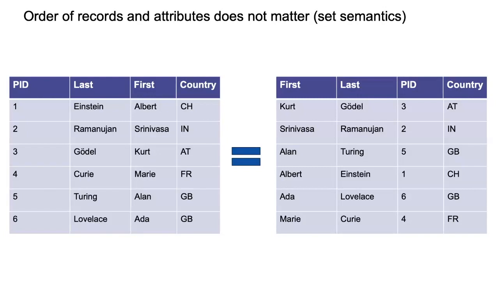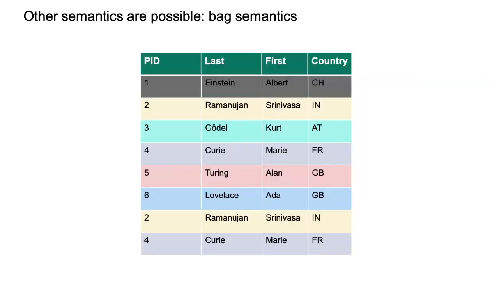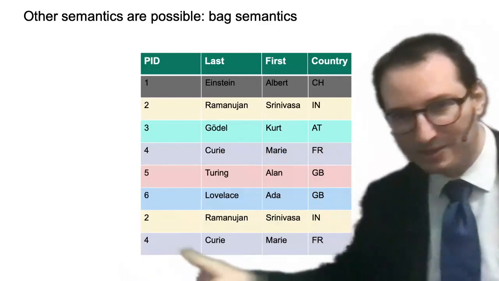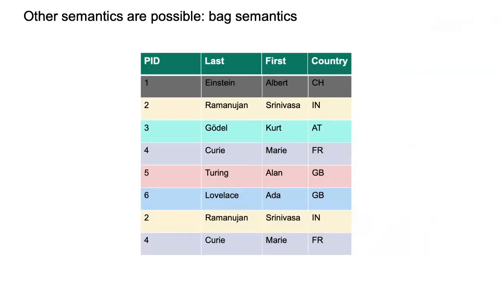All right. Again, I wrote set semantics in parentheses because some people like to change that a little bit and extend the model to not only allow for set semantics, but something that they call bag semantics. Bag semantics just means that now you're allowed to repeat records. So you see now I have two Ramanujan Srinivasa India, and again two Ramanujan Srinivasa India right there. And I'm also repeating Curie Marie France here and here. This is called bag semantics, right? So you can repeat the same record multiple times, and the number of times that it is repeated is important in the bag semantics, right?